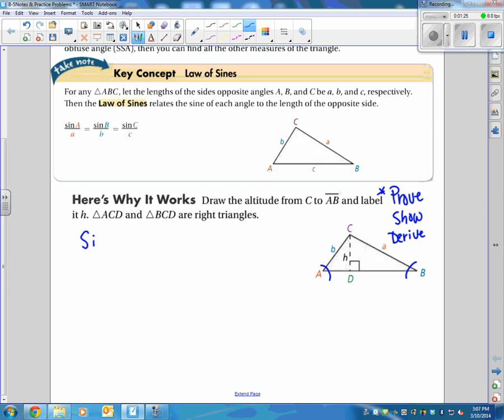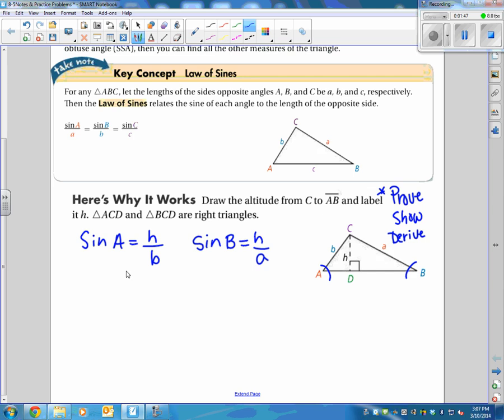So we first start by saying the sine of A is equal to the opposite over hypotenuse, and the opposite side being h and the hypotenuse being b. Next we would say that the sine of B is equal to, again, the opposite, which is h, over a, which is its hypotenuse. Okay.